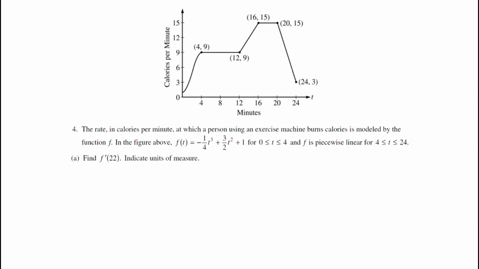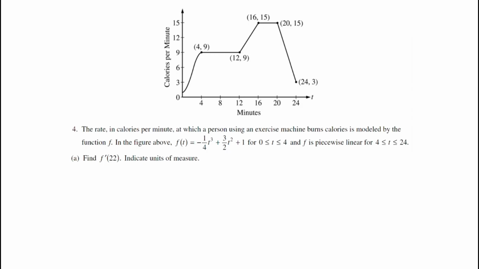All right, this is question number 4 from the 2006 Form B AP Calculus AB exam. This is a rate FRQ here. What we're given to start off with is a rate in calories per minute at which a person using an exercise machine burns calories, and it's modeled by the function f. Our f of t is negative 1/4 t cubed plus 3/2 t squared plus 1 for 0 to 4, and then from 4 to 24, it's piecewise linear.